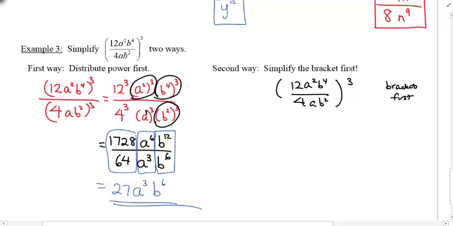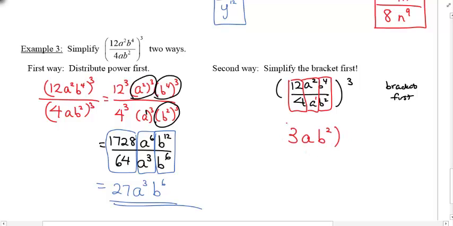I'm going to ask you to divide 12 divided by 4. Yeah, that's easy. How about the a squared and a? Remember that a by itself is just the power of 1, so 2 minus 1 is just 1. Put the 1 there, a to the 1, which is just a, doesn't matter. And then b to the power of 4 divided by b squared, 4 minus 2 is 2.